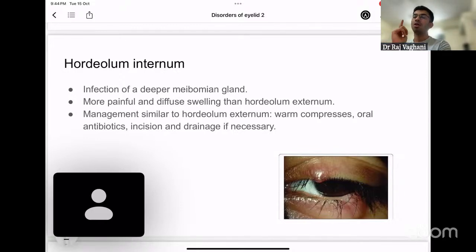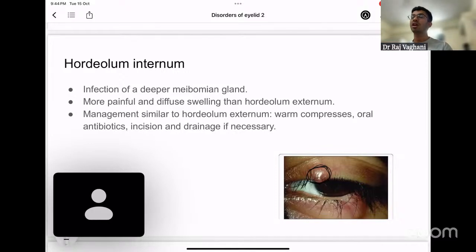Hordeolum externum is also known as sty, and it is due to infection of the glands of Zeiss and Moll, and hordeolum internum is due to infection of the deeper meibomian gland. It is more painful and has more diffuse swelling than hordeolum externum. You can see here, on the right-hand side of the image, that the hordeolum internum is inside.